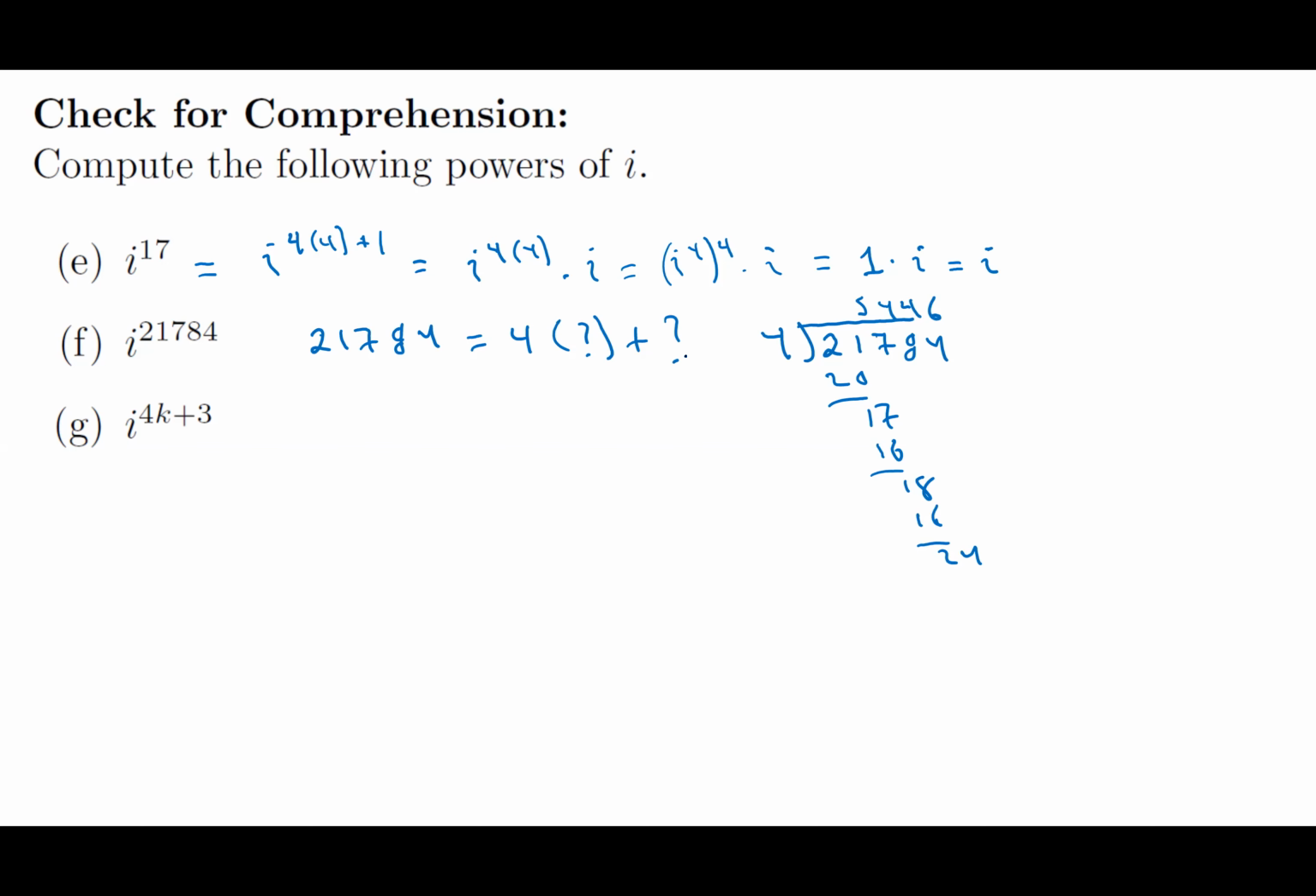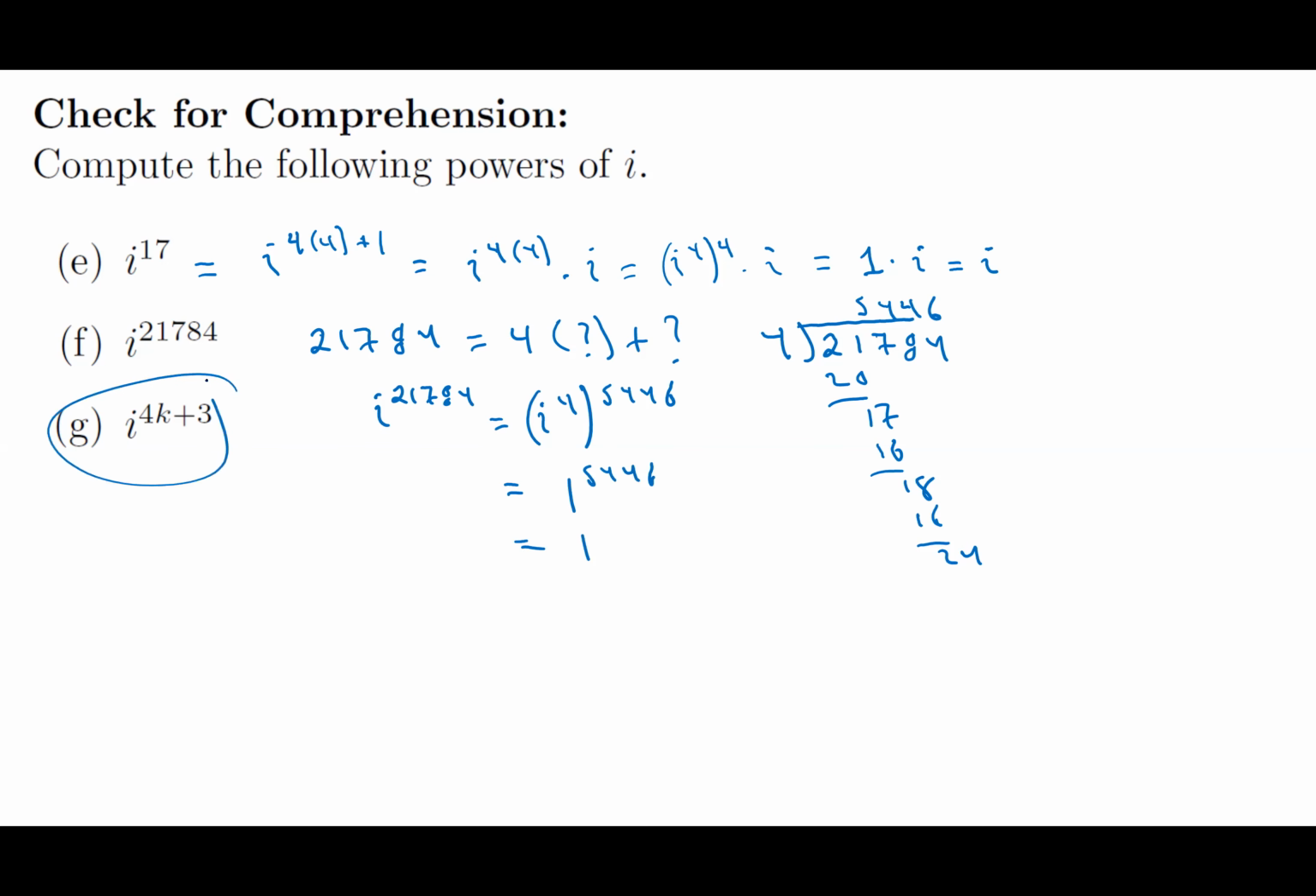Well, what does that mean for us? That means that i to the 21,784 is actually i to the 4th to the 5,446, which is 1 to the 5,446, which is just 1, okay?